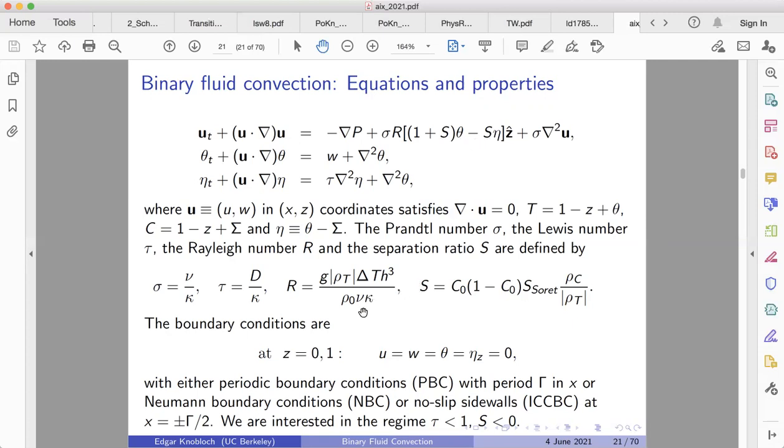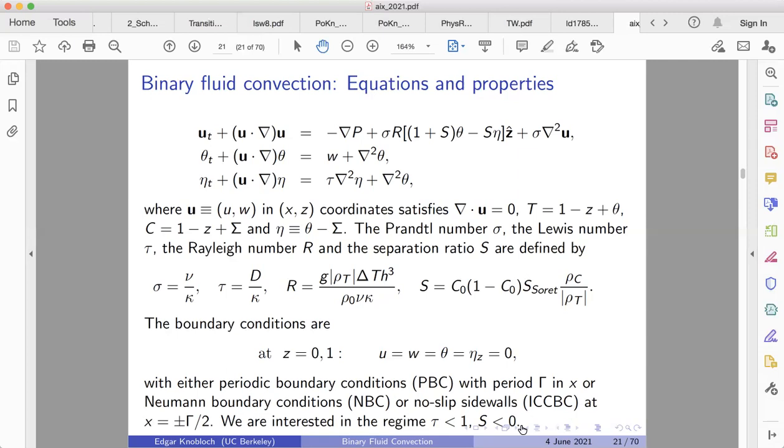Okay, and the boundary conditions at the top and bottom are that the velocity is 0 there, I have no slip boundaries, fixed temperature, meaning that I have thermally well-conducting boundaries, and that this mass flux has to vanish there, okay? And we're going to be interested in the situation tau is less than 1 and S is less than 0. Remember, S less than 0 means the heavier component migrates towards the lower warm boundary, and the tau less than 1 is required to get that hysteresis loop, the subcritical instability.